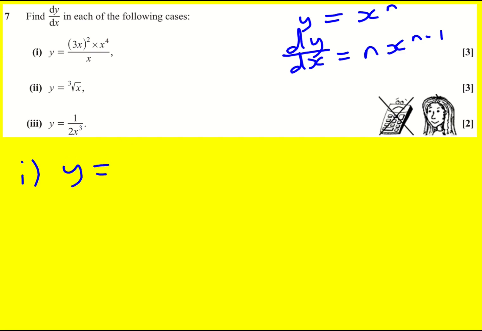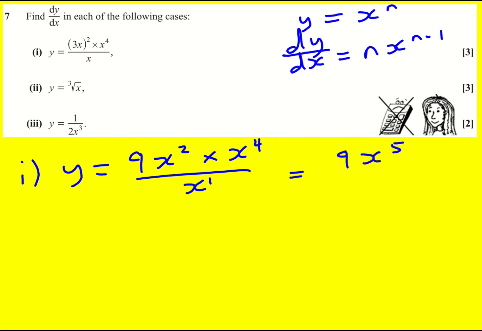So for the first one, I'm going to square, it's 3x all squared, so I've got to remember to square the 3 and square the x. It's going to be 9x squared times x to the 4 over x. Now I can add the powers here, so it's going to be x to the 6, and then divide by x, minusing 1 from it. I'm going to get 9x to the 5.